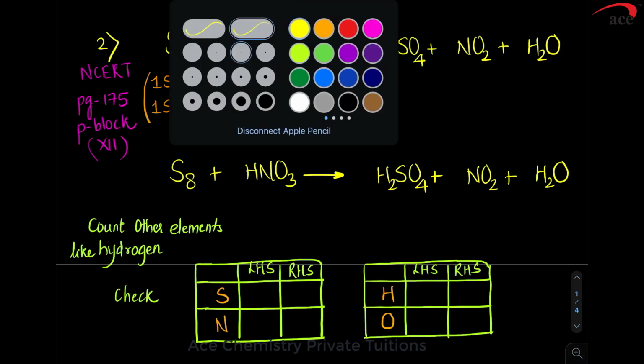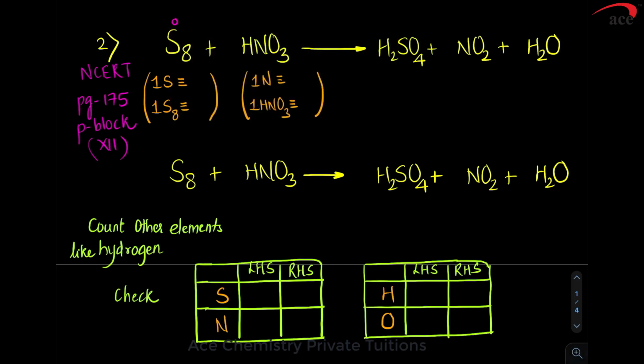In this case, if you check the oxidation number of sulfur, it is 0. In elemental state, the oxidation state of an element is 0. If you check for sulfur here, it is plus 6. So, sulfur is going from 0 to plus 6. So, it is undergoing a change by 6. This is for one sulfur, but in the reaction we are dealing with S8. S8 means 8 sulfur, which means total 48. So, 48 electrons are exchanged by sulfur.